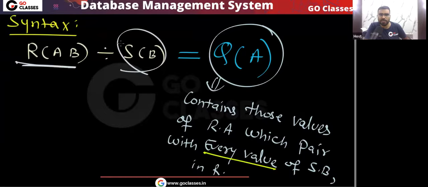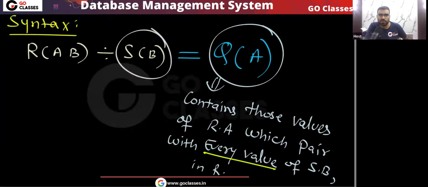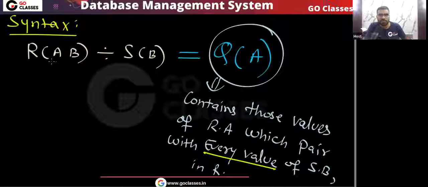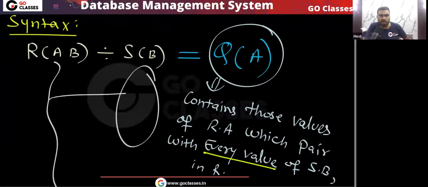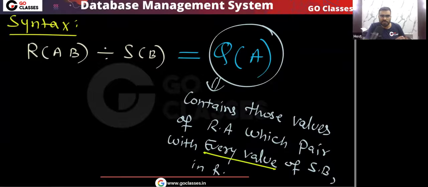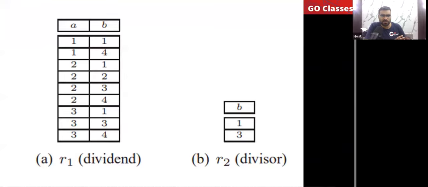Like R(A,B) divided by S(B). So the answer will have only column A. You can see AB divided by B, so the column A will come in the answer: those A values which pair with every B value in R. So let's see it with an example. This will become very clear.